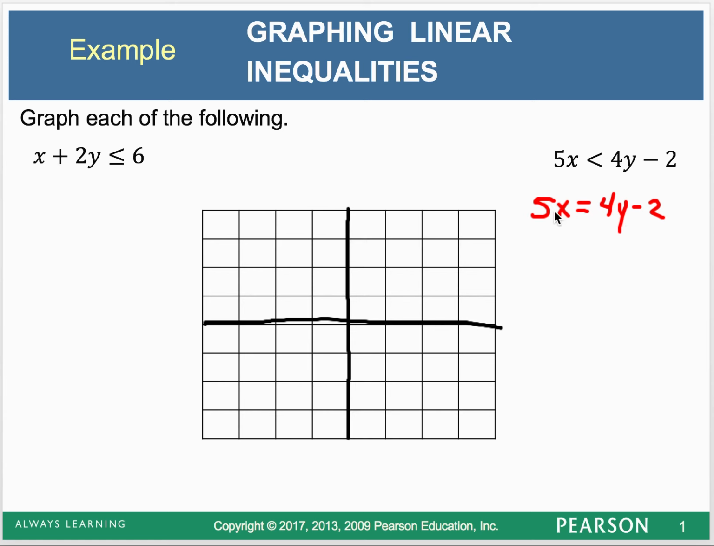I still want to solve this for the line 5x equals 4y minus 2. Okay, so to do that on this one, I'm going to flip that around because I probably will use the slope-intercept method on this one, meaning I'm going to solve this thing for y. So let's add 2 to both sides. And then divide everything by 4.